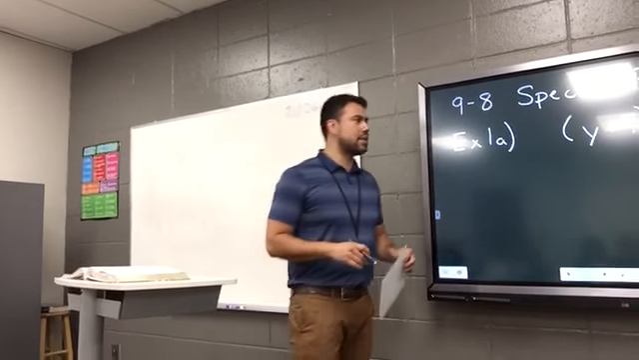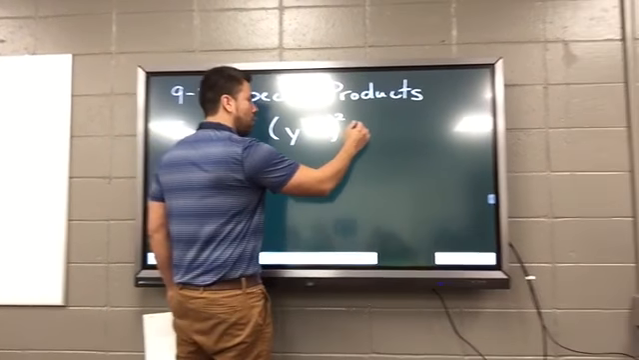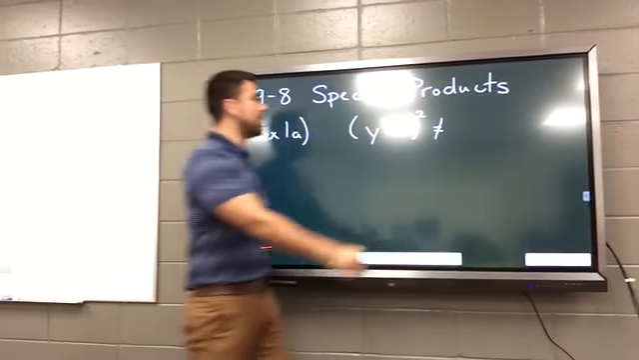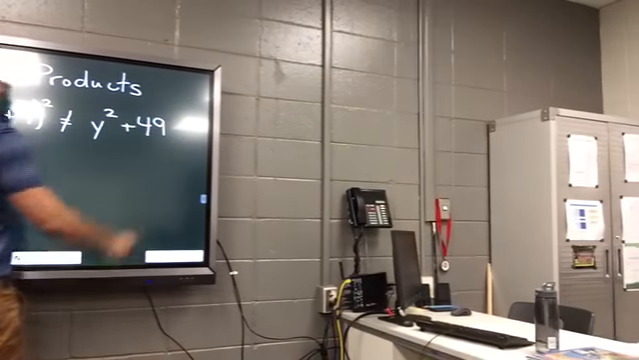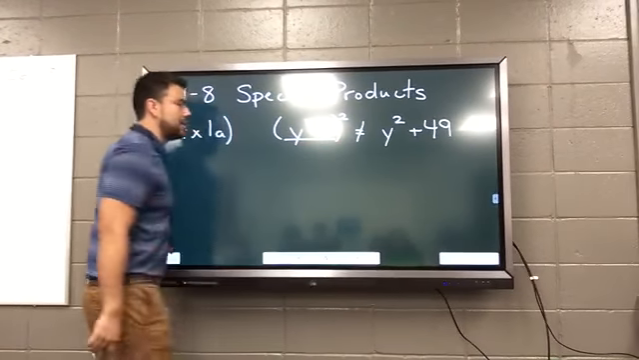To help you avoid some of the things that people tend to do on these problems. Okay, watch what I'm going to do here. (y + 7)² — what does that mean? It does not equal y² + 49. That is not what it equals. Do you guys notice what's going on in here in the parentheses?